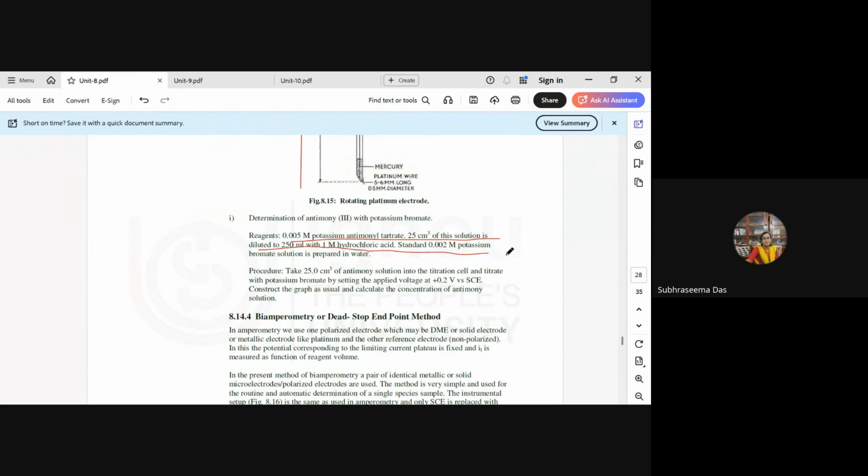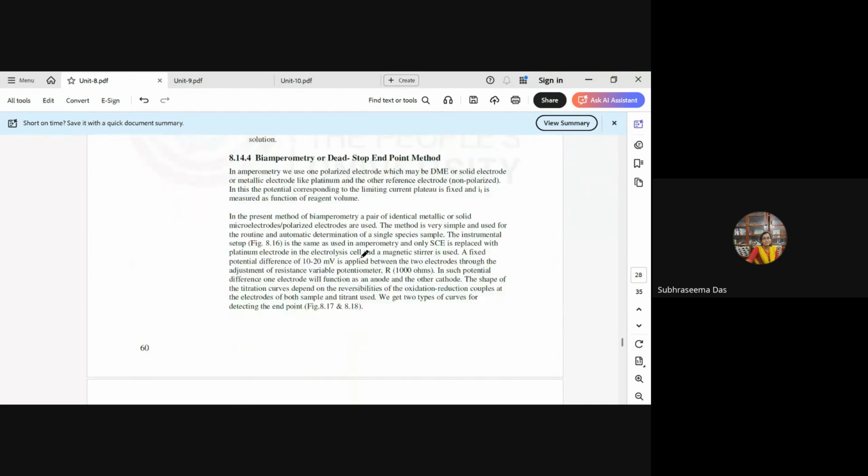Then standard potassium bromate solution is prepared in water. So we take 25 ml of antimony solution into the titration cell and titrate with potassium bromate, by setting the applied voltage. Then we will construct the graph accordingly and calculate the amount of antimony that is present in the solution.